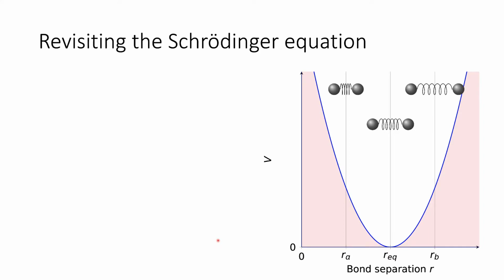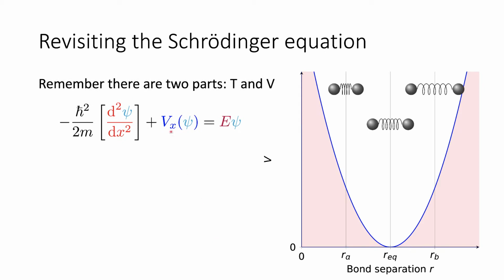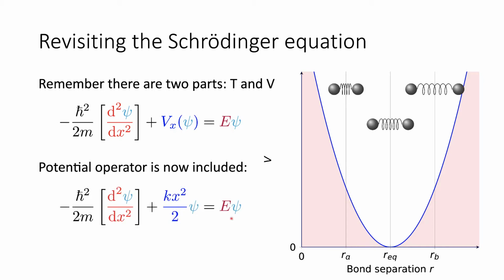Let's now revisit the Schrödinger equation. So the Schrödinger equation has two parts to it. It has its kinetic energy, which carries the symbol T, and the potential energy carrying the symbol V. This is what the Schrödinger equation looks like for a one-dimensional vibration. Remember, with the particle in the box, we ignored the potential because the potential was zero inside the box. But now that we are inside this parabola, this harmonic oscillator environment, we can no longer ignore the potential energy operator. So we integrated it previously, let's now include it in our Schrödinger equation. This is what the Schrödinger equation looks like now for the vibrating diatomic.